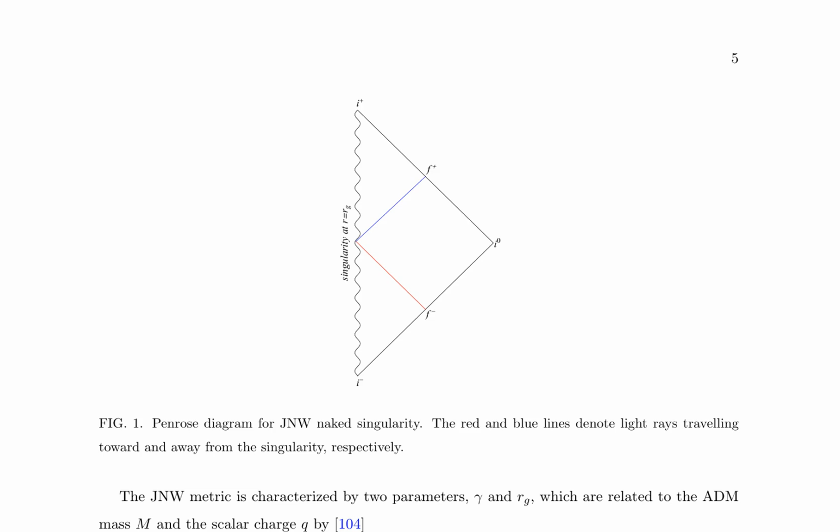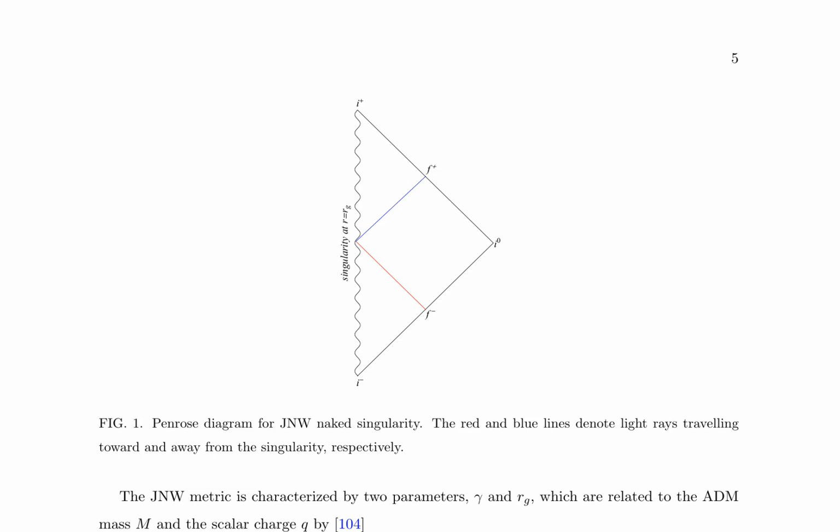The Janis-Newman-Winicour (JNW) metric provides a solution to Einstein's field equations, describing naked singularities with a non-trivial scalar field profile. This metric is characterized by two parameters, gamma, related to the ADM mass, and Rg, corresponding to the scalar charge. When gamma equals 1, the JNW metric reduces to the Schwarzschild black hole solution with zero scalar charge. In contrast, for 0.5 less than gamma less than 1, it represents weakly naked singularity solutions.